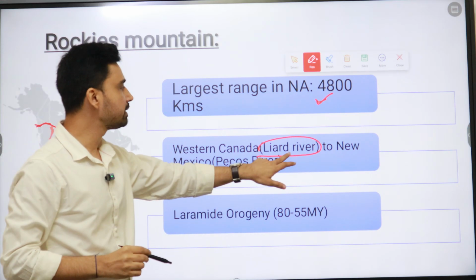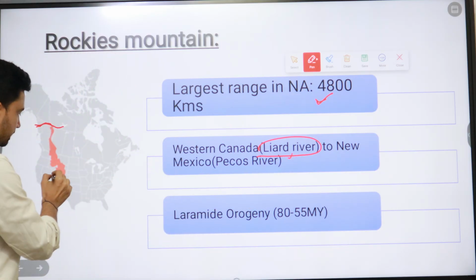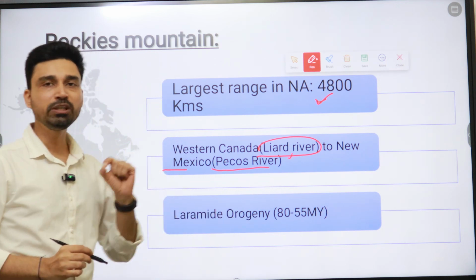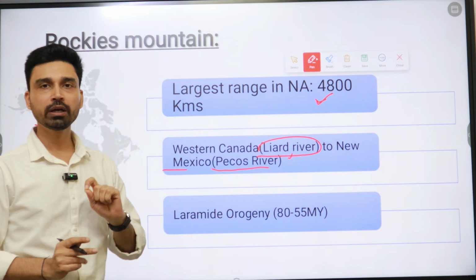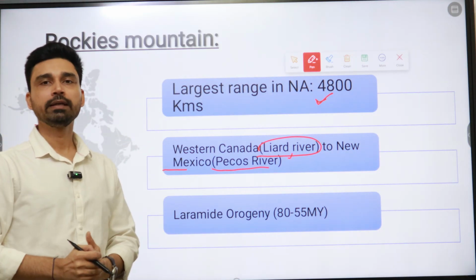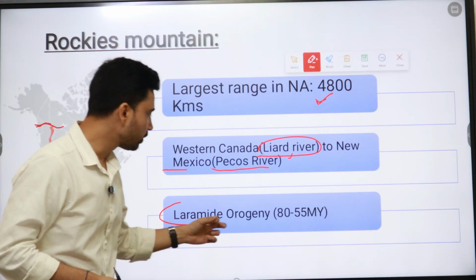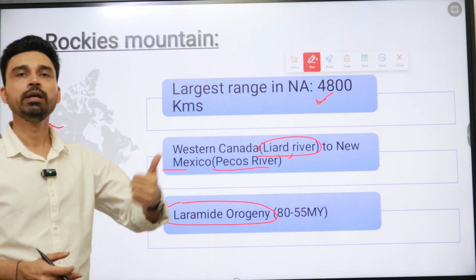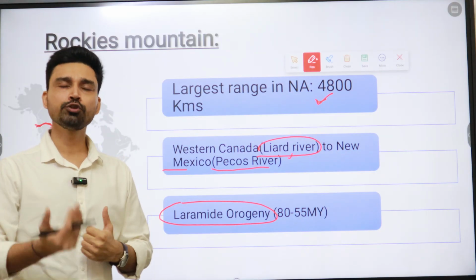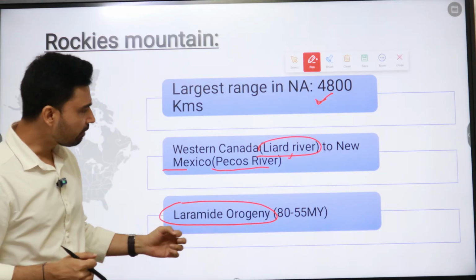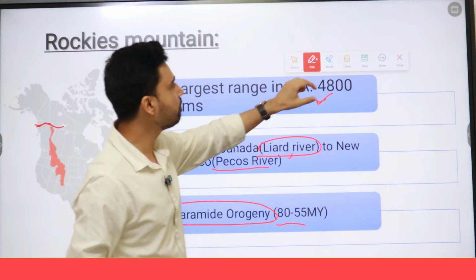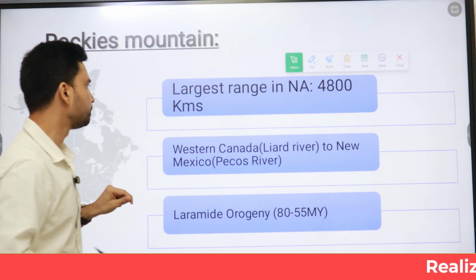This river is called Liard River. And further, it extends all the way in the south to New Mexico, where you have another river called Pecos River. So from Liard River to Pecos River is the extension of the Rocky Mountain. The origin of this mountain is believed to be of Laramide orogeny. Orogeny basically is a term that refers to the development or genesis of a mountain as such. Oro refers to mountain, geni refers to genesis. So somewhere between 80 to 55 million years ago, the Rocky Mountain came into existence.